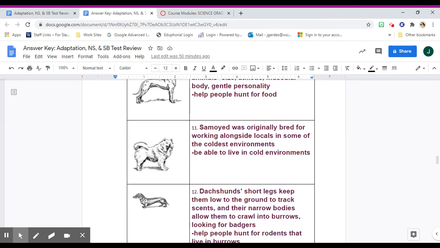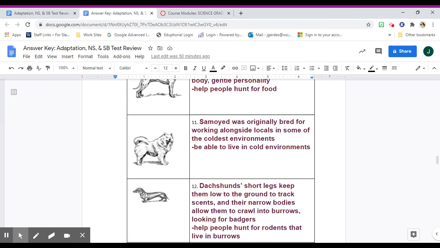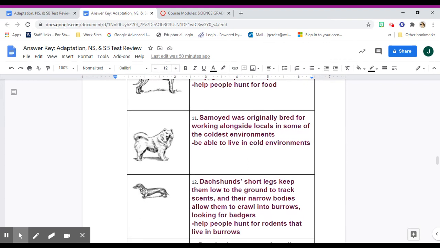Okay, the next one, and I'm going to say it probably wrong. Some people call it the Sammy dog, I guess, a Samoyed, was originally bred for working alongside locals in some of the coldest environments. So originally that's why they were bred. So their adaptation is the fur to help live in cold environments. So their fur helps them to live in cold environment.